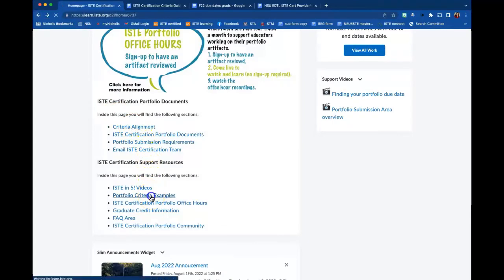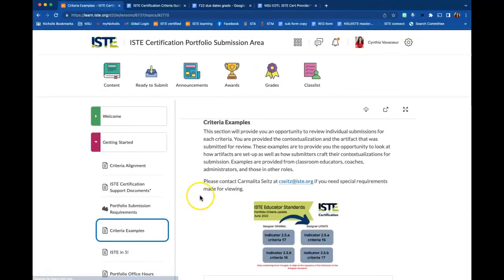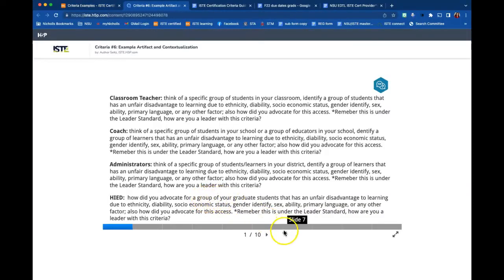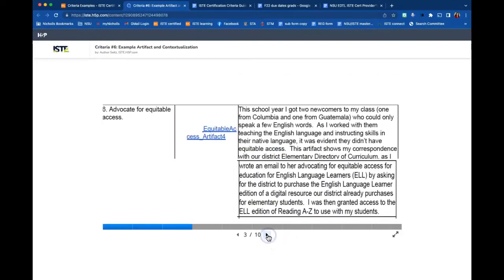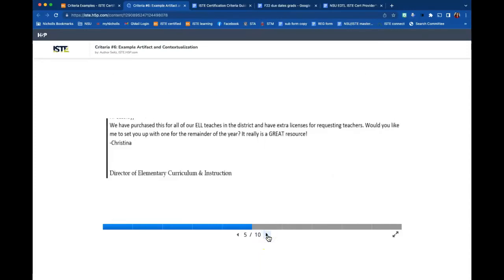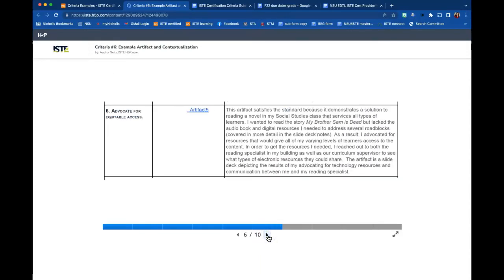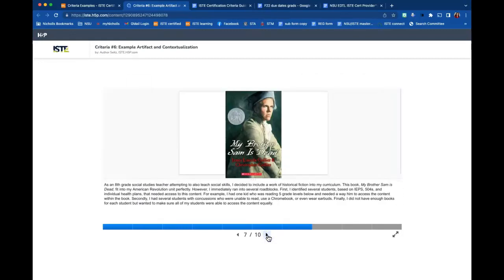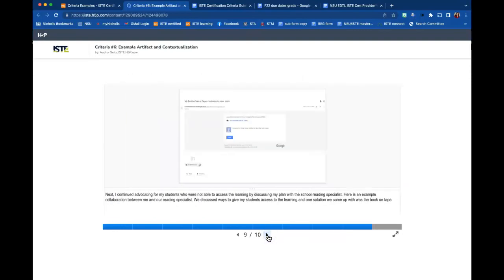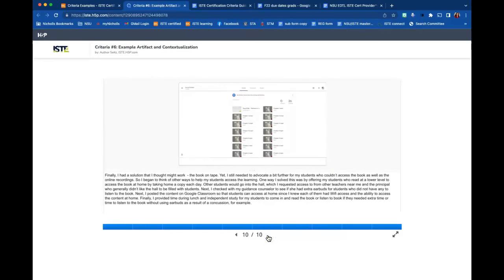But another thing I wanted to show you is the criteria examples. I really liked these because you can see exactly what other people put, and you can even see other people's articulation. This is exactly what y'all are filling out. You can see what other people did and the artifacts that they put in here and the language that they used, and all of these have passed. So you know that when you look at these examples, all of these have been shown to meet the criteria.